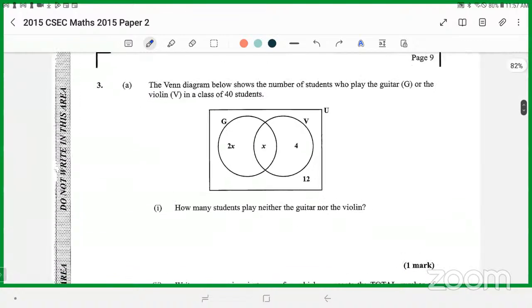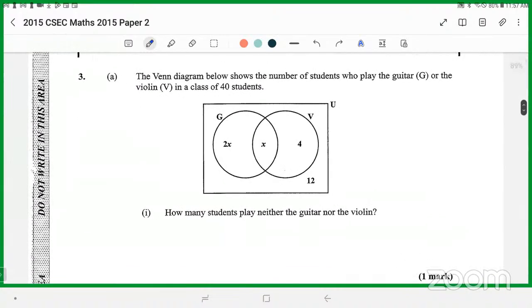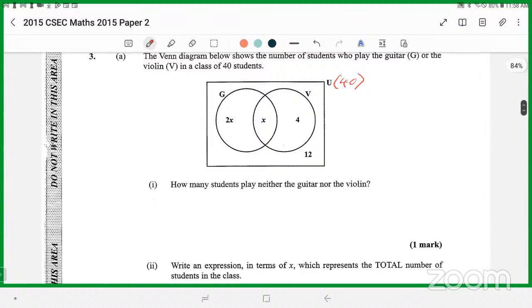Next question. Sets. This question says, the Venn diagram below shows the number of students who play guitar G or violin V in a class of 40 students. First thing I'm going to do is put 40 right here, because I don't want to forget. It means that here, here, here, and here must all add up to 40. All the subsets must add up to 40. Total in the Venn diagram is 40. It says, how many play neither guitar nor violin? This out here play neither. 12. So the answer for this one is 12.